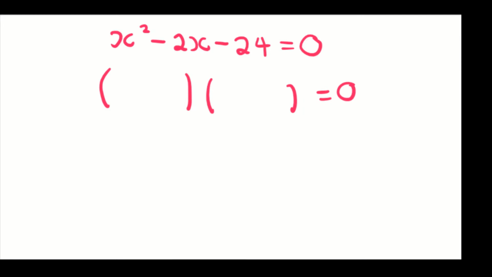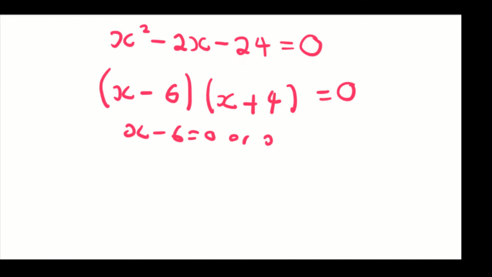and find the factors of x squared, which is x and x. Factors of 24 such that they give us the middle term is 6 and 4, right? The larger number takes the sign of the middle term, so this is going to be negative and this will be positive. So x minus 6 equals to 0, or x plus 4 is equals to 0.